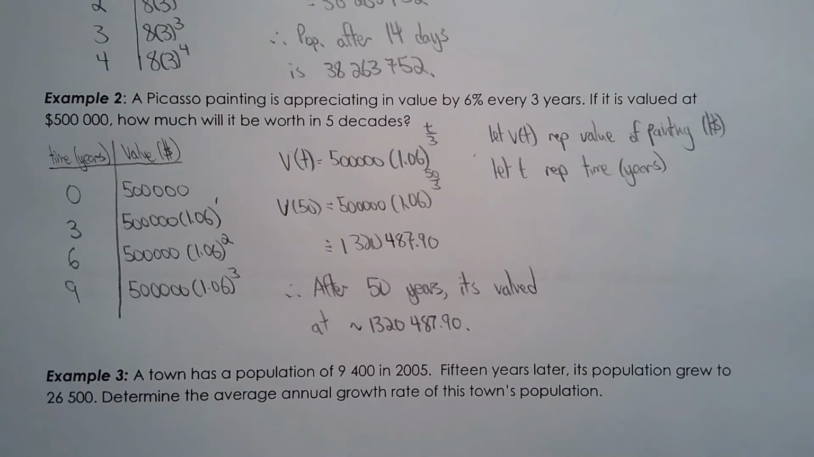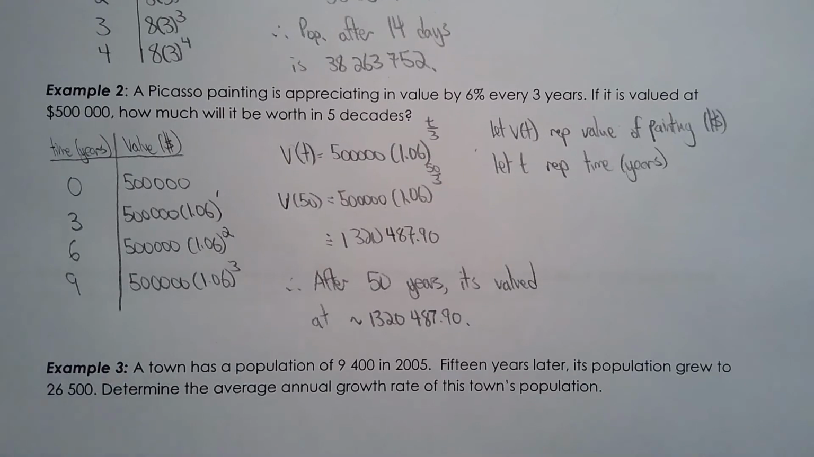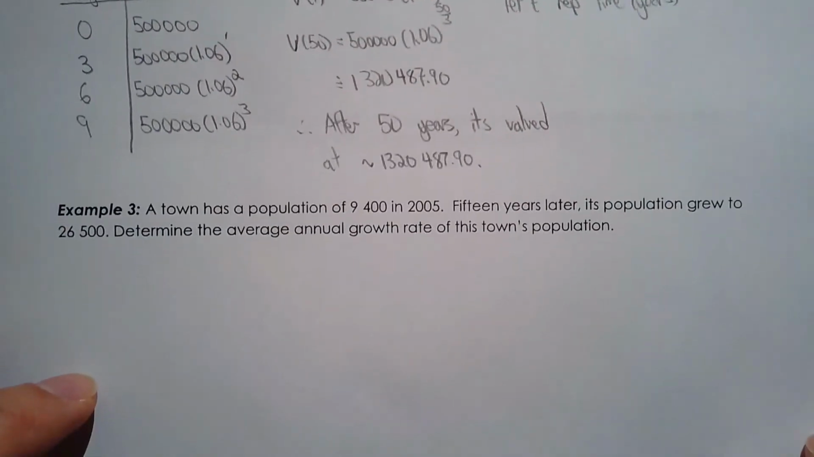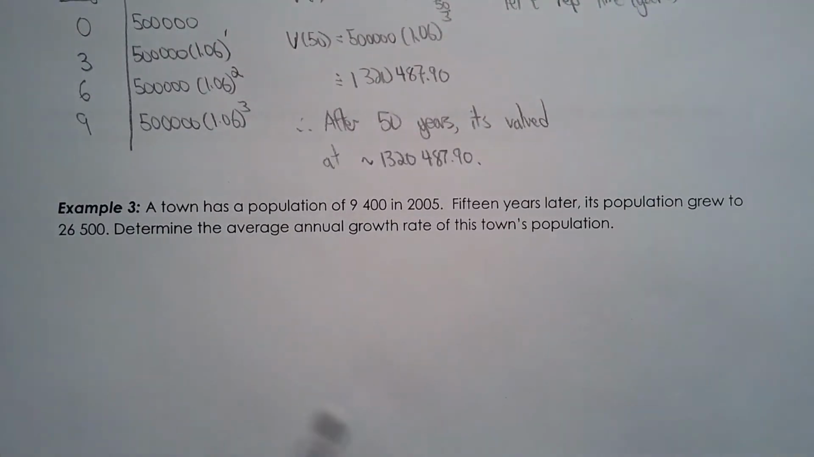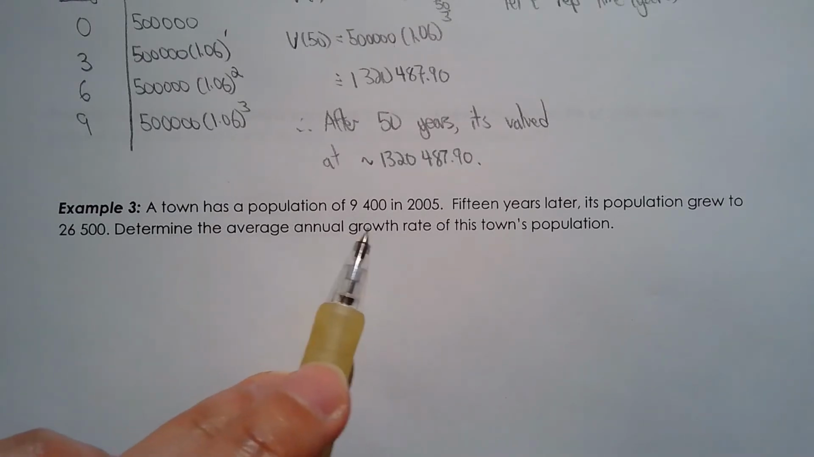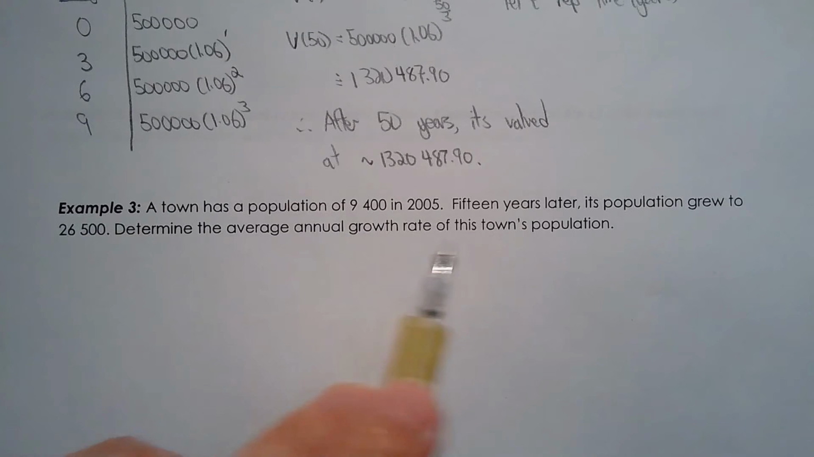All right, so let's do this example. I was going to do a coronavirus example, but I feel like that was too depressing. So let's look at a town that has a population of 9,400 in 2005. 15 years later, its population grew to 26,500.